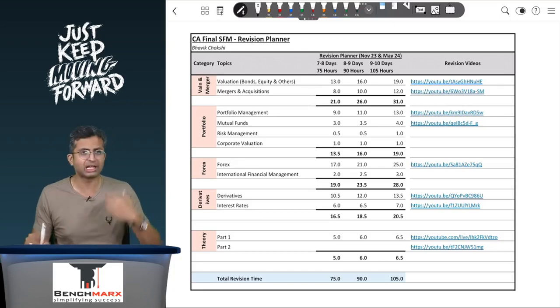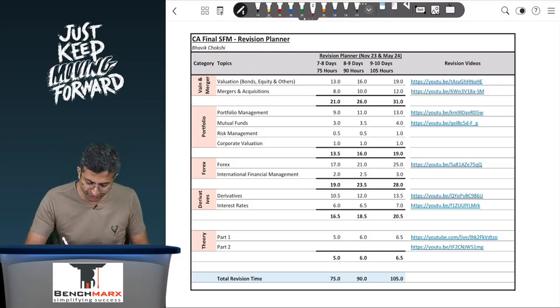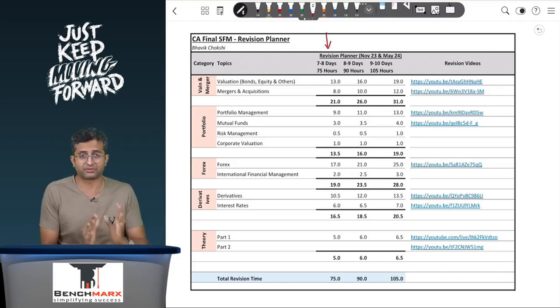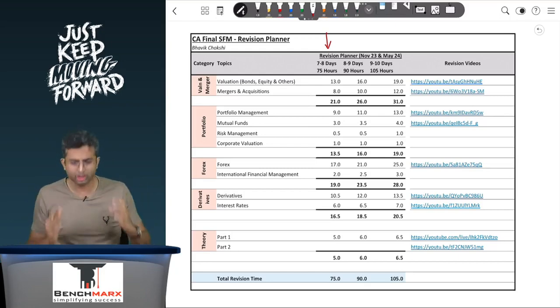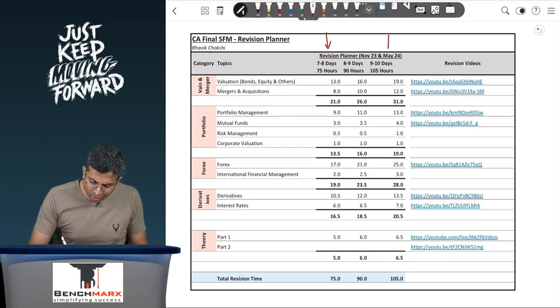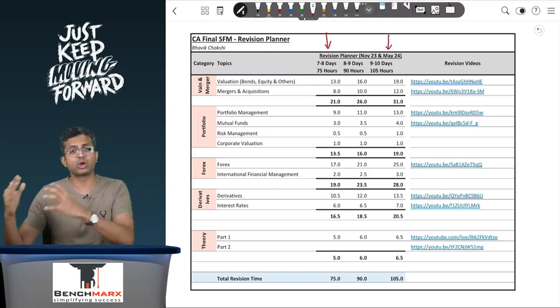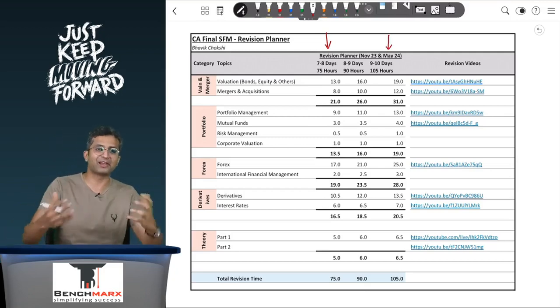So again, like FR, we have given 3 different plans. First is 7 to 8 days, which will take around 75 hours of time, which is if you are really good in SFM numbers, comfortable, then you can look at this. The last one, that is 9 to 10 days, that is close to 105 hours. This is in a relatively relaxed manner.